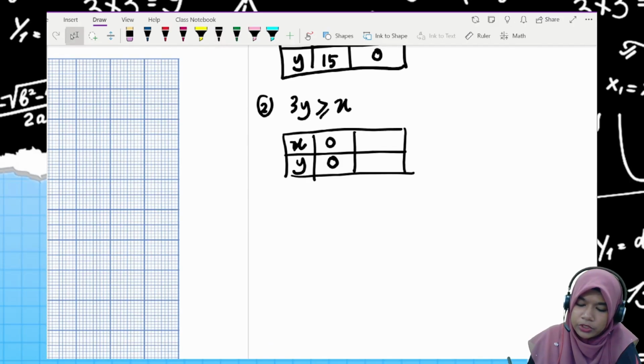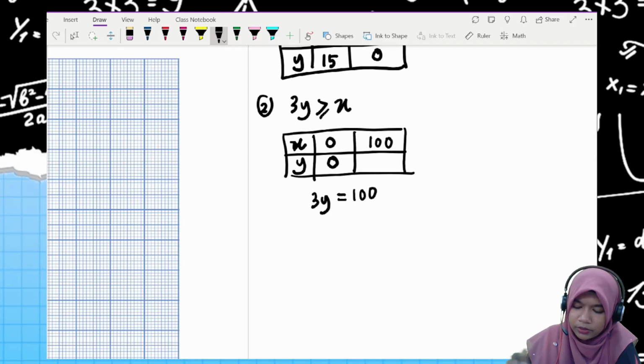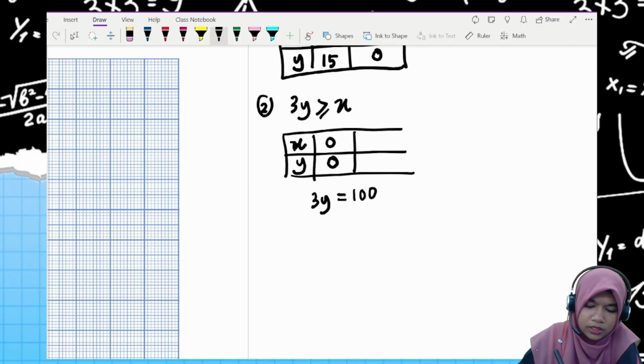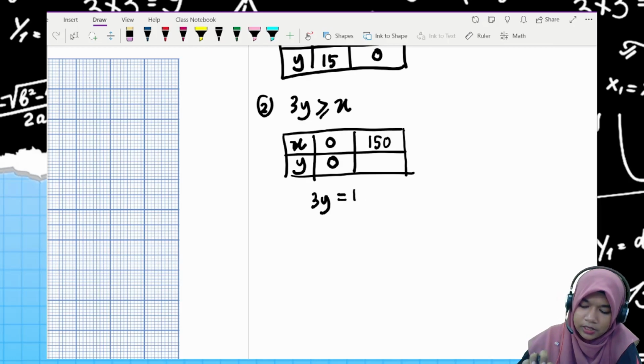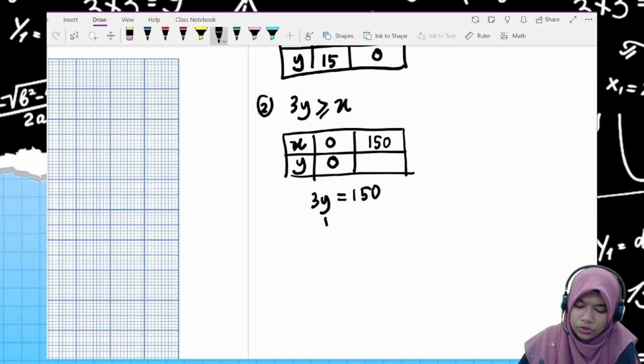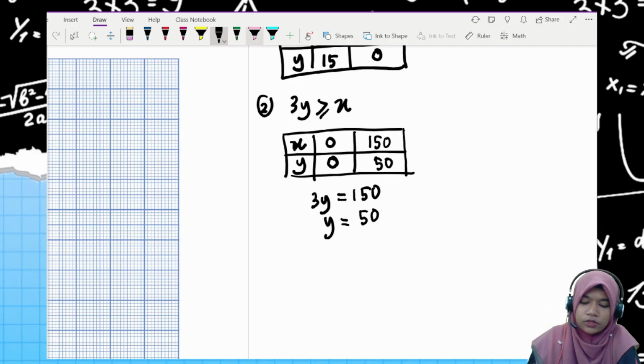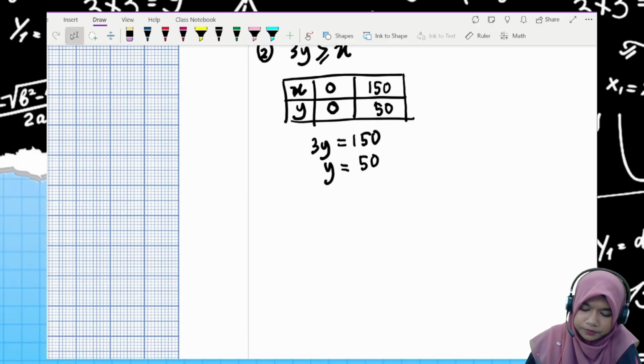And you can try when x equals to, let's say, 100. When x equals to 100, 3y equals to 100. Oh, cannot 100, because of 3y, so I take 150 to easily get the value. 150. So y equals to 50. So this one is for the second equation.